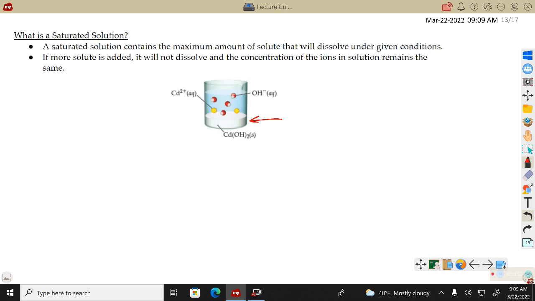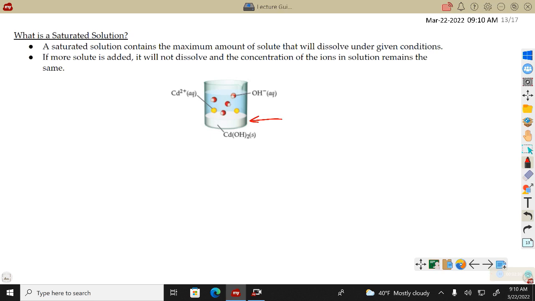Now, if I add more water and stir it around, I may notice that the amount of solid will decrease, but as long as I still have some solid, the solution itself is still saturated. So yeah, if I add more water, of course I can dissolve a little bit more solid, but as long as I still see solid, then I know that the solution itself is still holding the maximum amount it can possibly dissolve. And that ion concentration would remain the same.